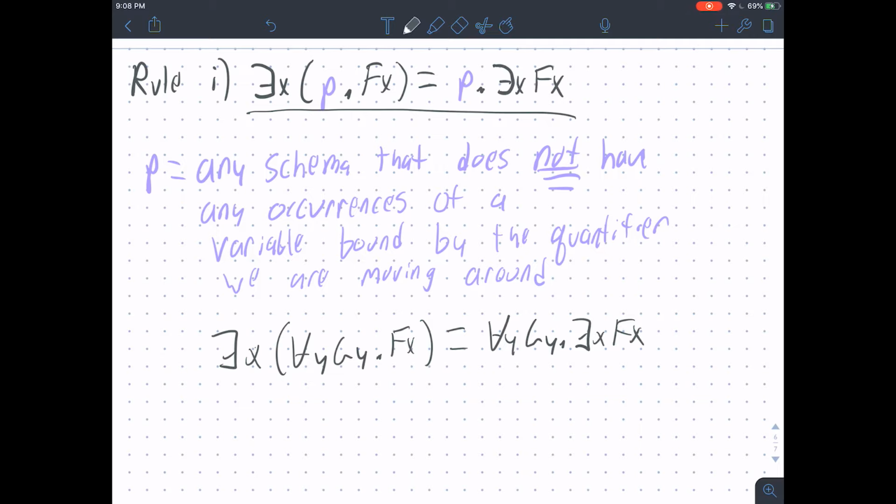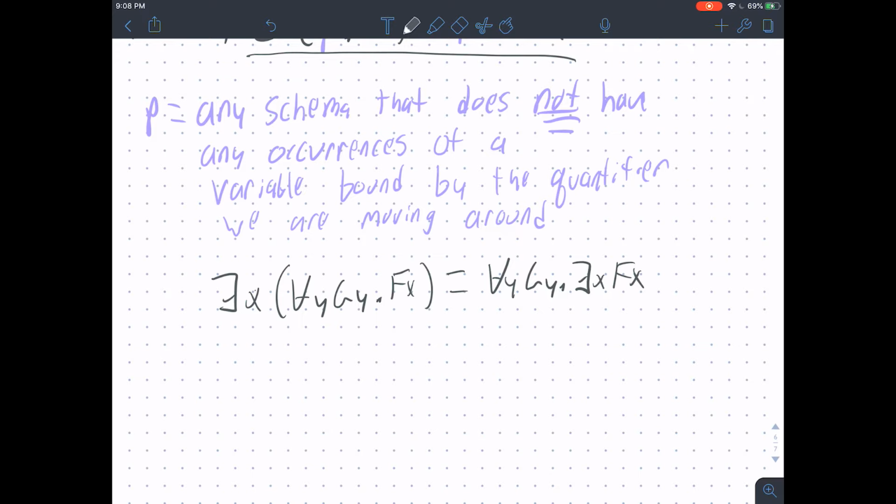Right. And it's important to remember that these work in reverse too. So if we had that, that's equivalent to this.